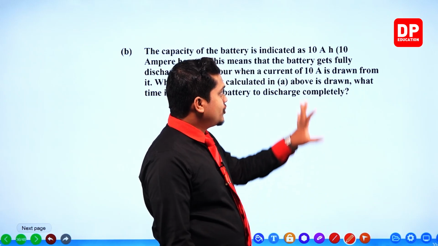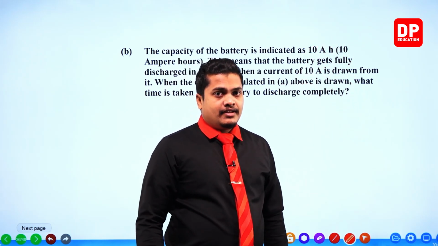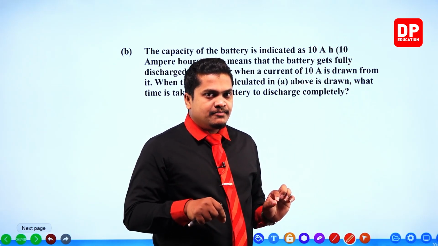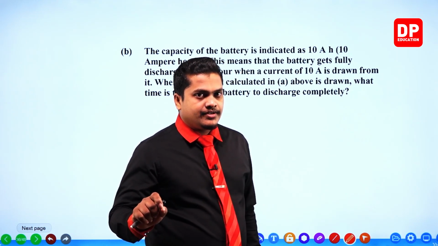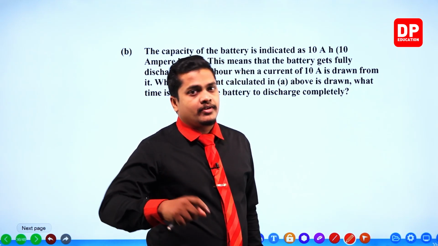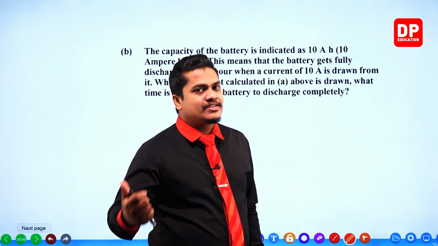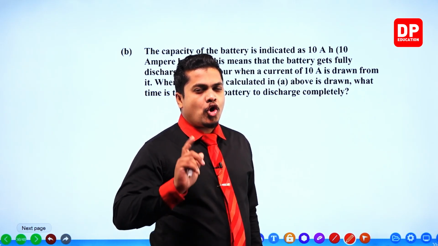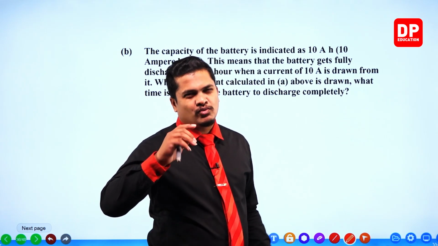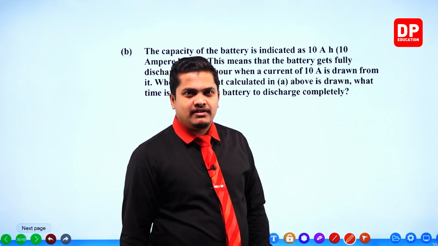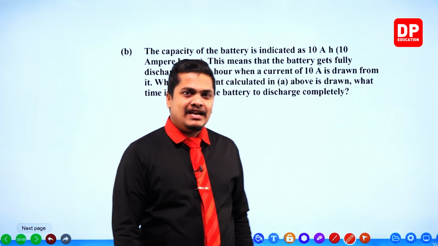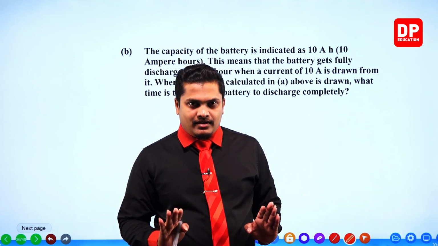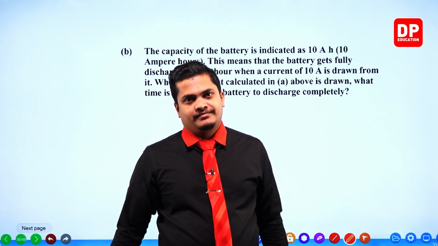This means, my dear children, if 10 amperes of current is being drawn out from the circuit, if 10 amperes of current is drawn to the circuit or to the motor, then the battery is working only for 1 hour. That is what you mean by 10 ampere hours. It can provide 10 amperes up to 1 hour.